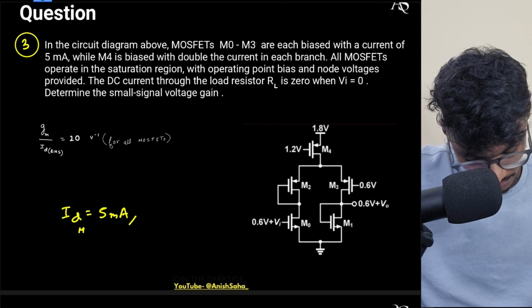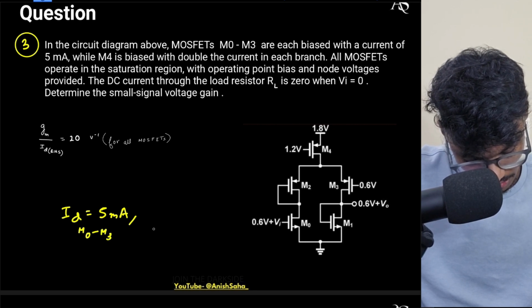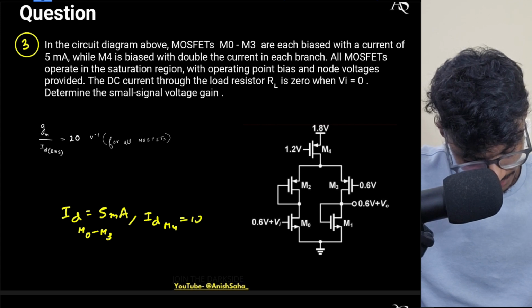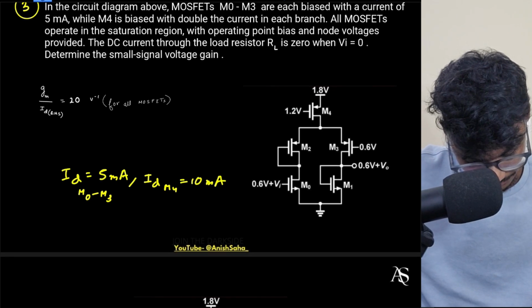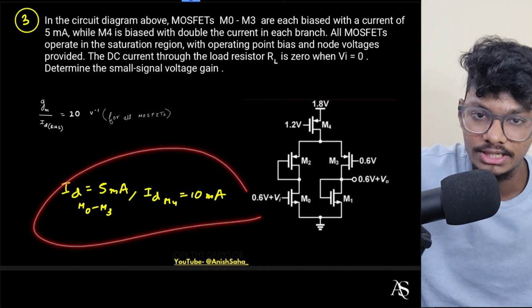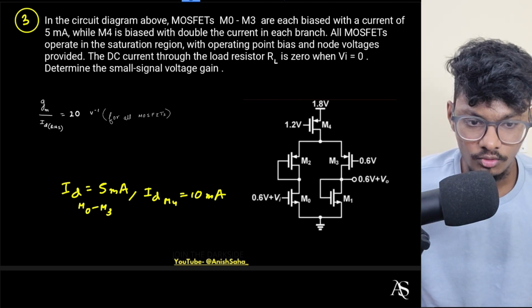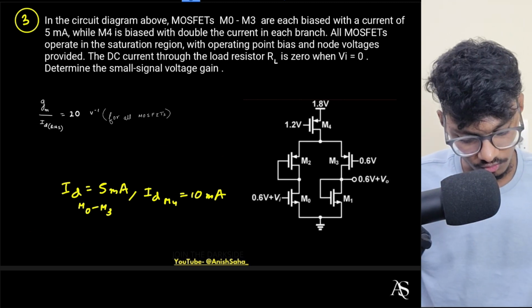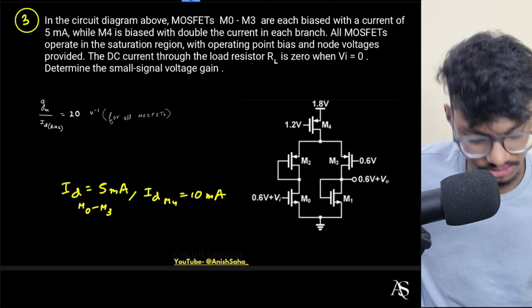So this is for M0 to M3, and M4 is biased with 10 milliamperes, correct? So let's solve this. Again, just the same approach. What we have to do is find out the small signal voltage change. Just the same approach, right?